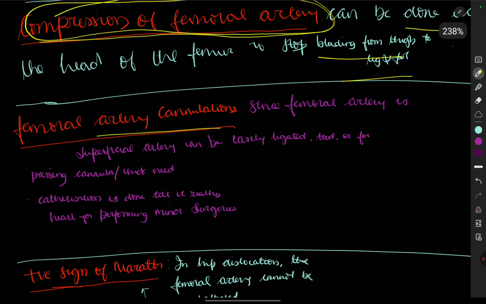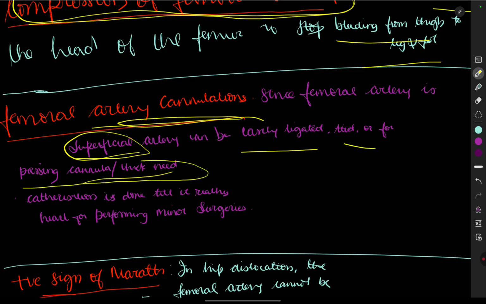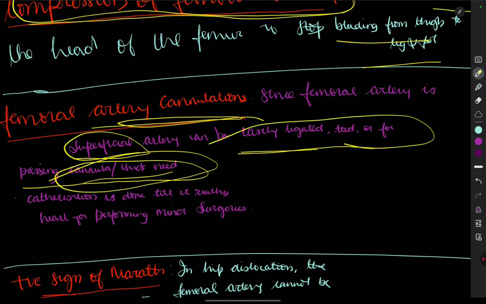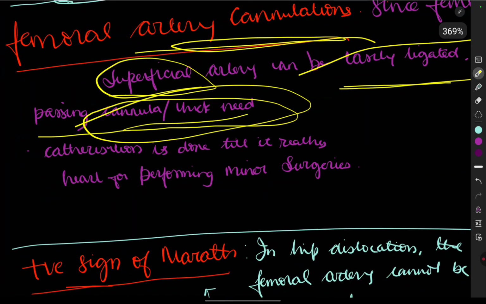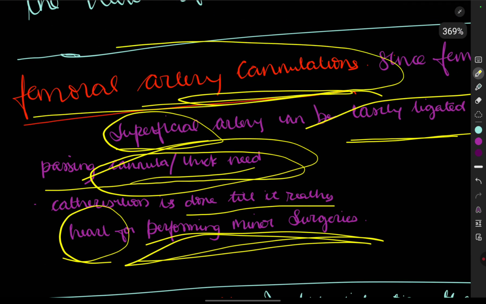The femoral artery cannulation. What is cannulation? It is insertion of the cannula or the thick needle. Since the femoral artery is a superficial artery, it can be easily ligated, tied, cut, and the cannula can be passed. And catheterization is also done till it reaches the heart for performing minor surgeries. Okay, this is called the femoral artery cannulation.